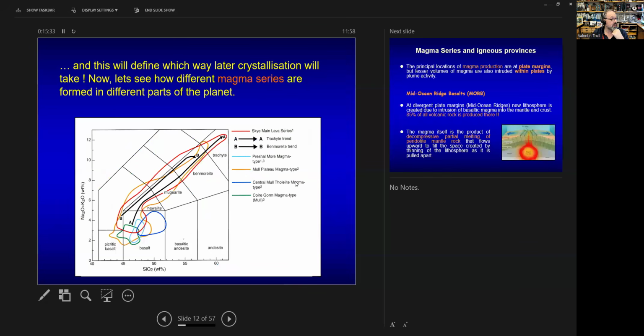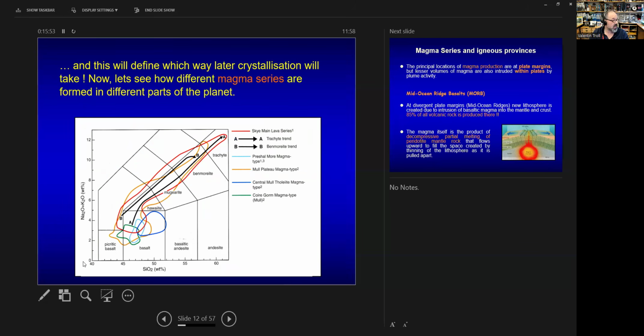Now, this is exemplified in many of these diagrams that we often see. This is from the Scottish provinces, and this looks at the Skye Main Lava Series and the Mull Lava Series. These are two Tertiary volcanoes with large lava fields surrounding them.